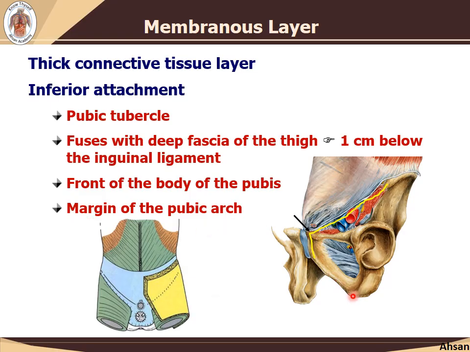This one is the pubic arch, so the attachment continues here. We will try to see this attachment in a clear way. This is the area. So the thigh is totally separated from the trunk here because of the attachment, and the space deep to the membranous layer lies in the abdominal region and moves to the perineum. You can see this is the area.